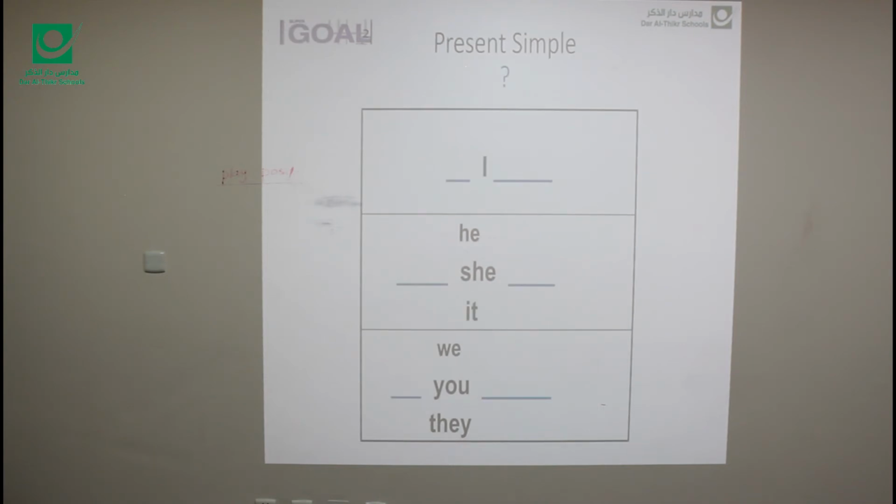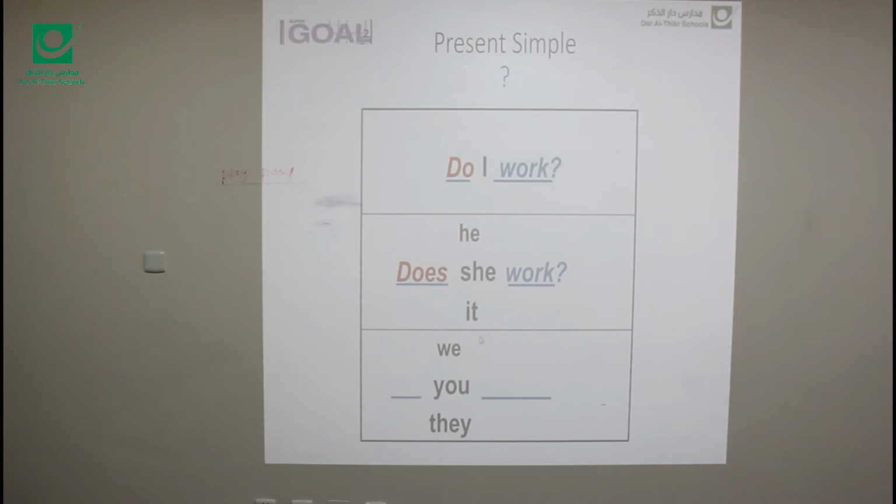Let's go to the question form we use here. Do I work? We start with do, with yes or no questions. We use does with he, she, it, third person pronouns. Does he work? Not does he works, because we have does. Does he work? Does she work? Does it work?